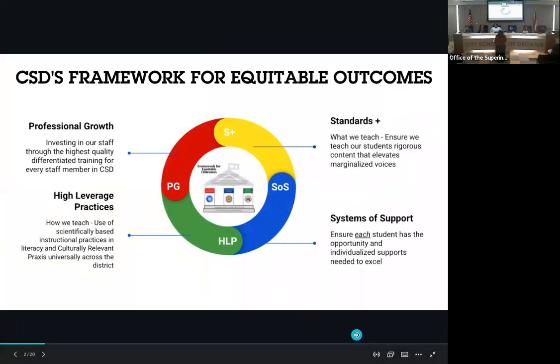So as we shared previously with the board and our community, we use our CSD framework for equitable outcomes to organize our work and focus the work that we have been doing previously, because we have not had a strategic plan. And to achieve our equitable outcomes for students, we focus on what we teach, how we teach, and providing systems of support for our students. Next slide, please.